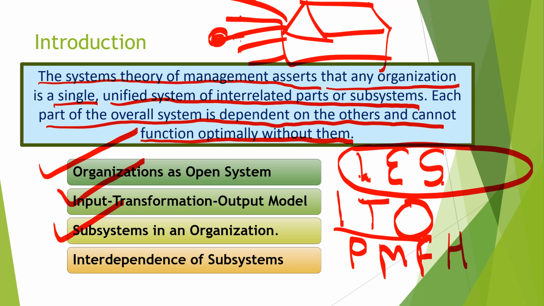Number four, interdependence of subsystems. So changes in one subsystem can affect the others, impacting the overall organization's ability to achieve its goal. For example, any change that happens in the finance department is going to affect the HR as well. It is going to affect the marketing. It is going to affect the production and everything.